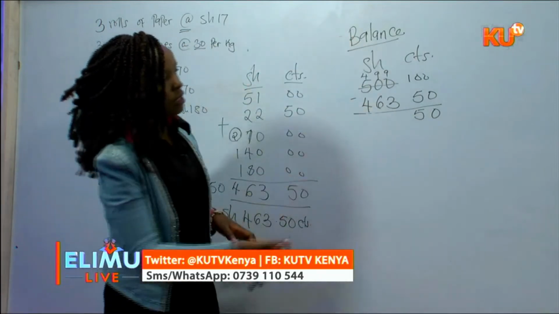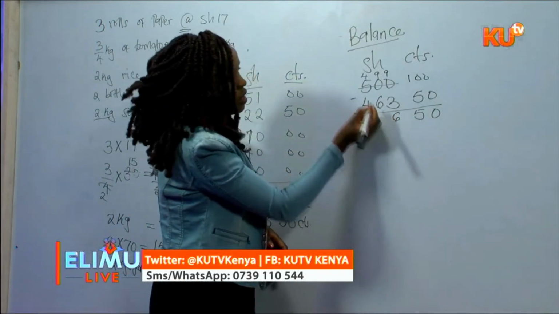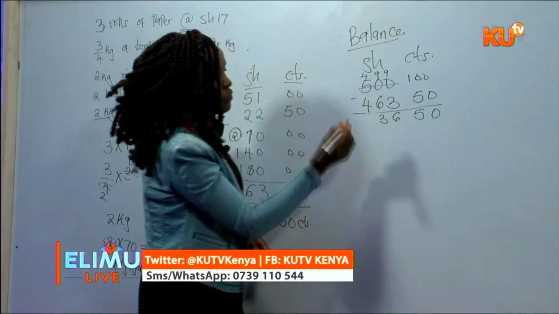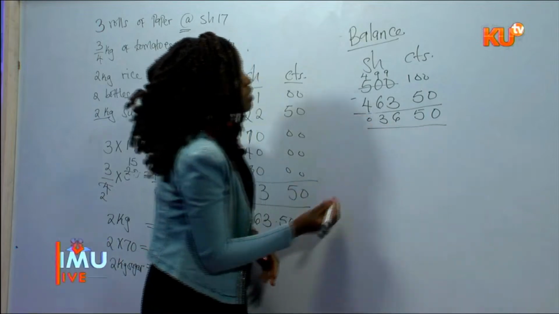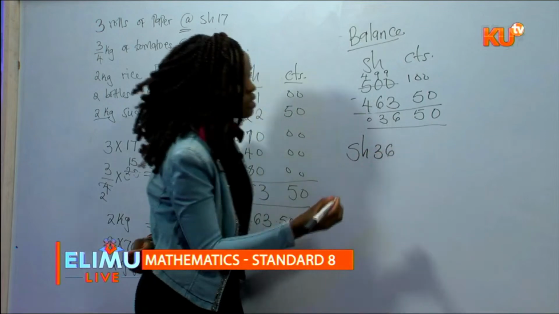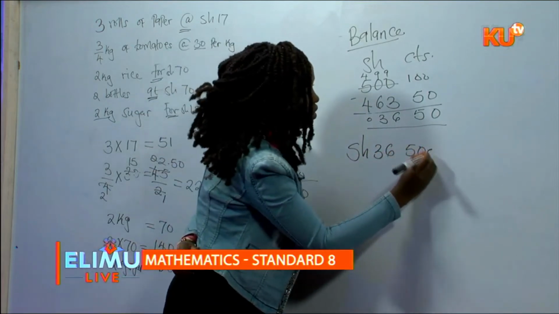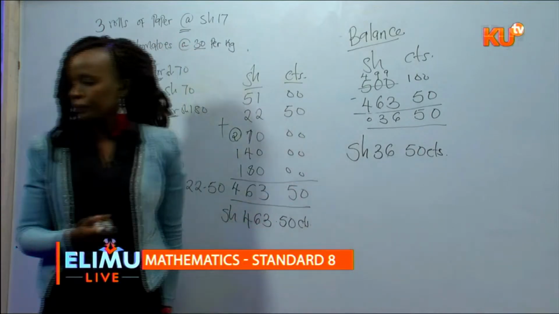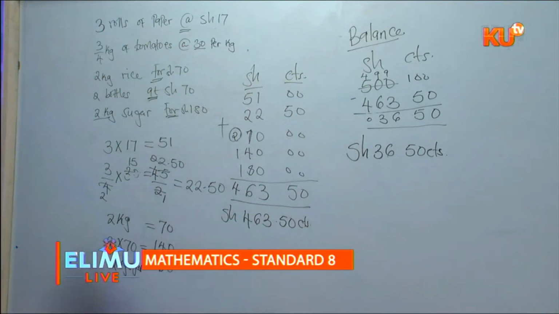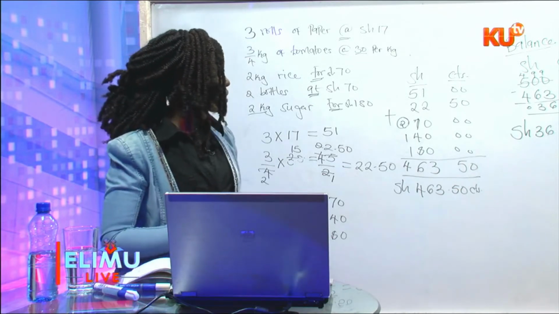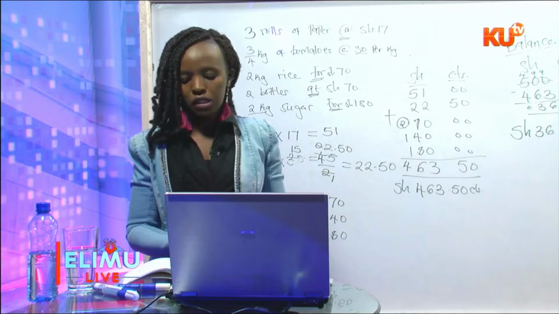9 minus 3, I get 6. Then 9 minus 6, we get 3. Then 4 minus 4 is 0. So that means the balance is going to be 36 shillings 50 cents. So that was the balance that Jerry got, a balance of 36 shillings and 50 cents.